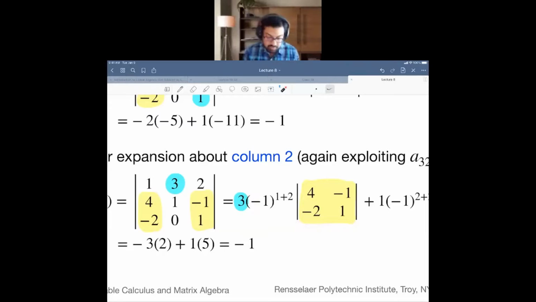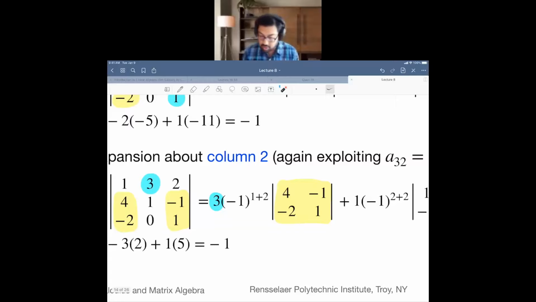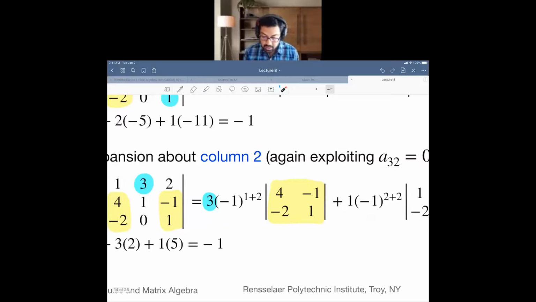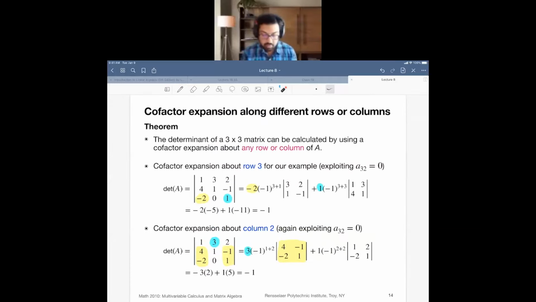And similarly, you do this for this guy. You've got 1, take care of the sign. This is going to be second row, second column, so an even multiple of negative 1. And then you've got the minor there. So if you eliminate this row, this column, you've got 1, 2, negative 2, 1. Those are appearing over here. Simplify, you get the same answer, negative 1. So this sort of quickly validates our theorem here, which is you can do that cofactor expansion with respect to any row or any column.